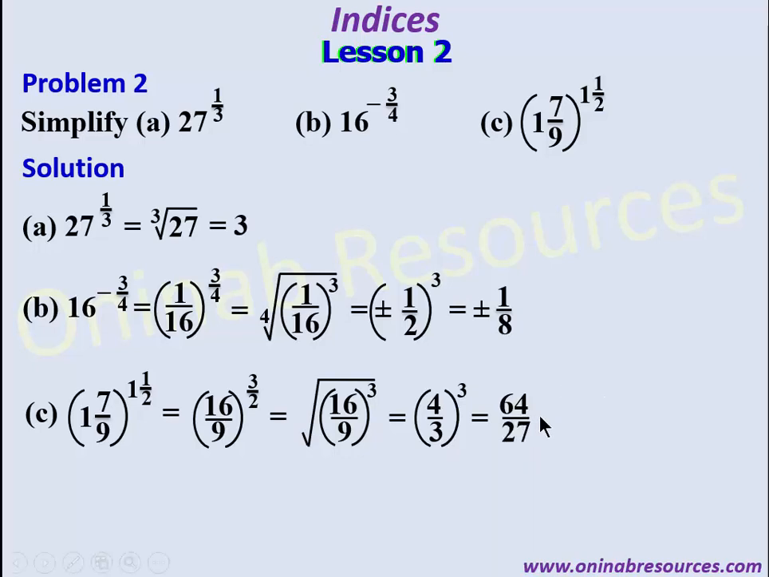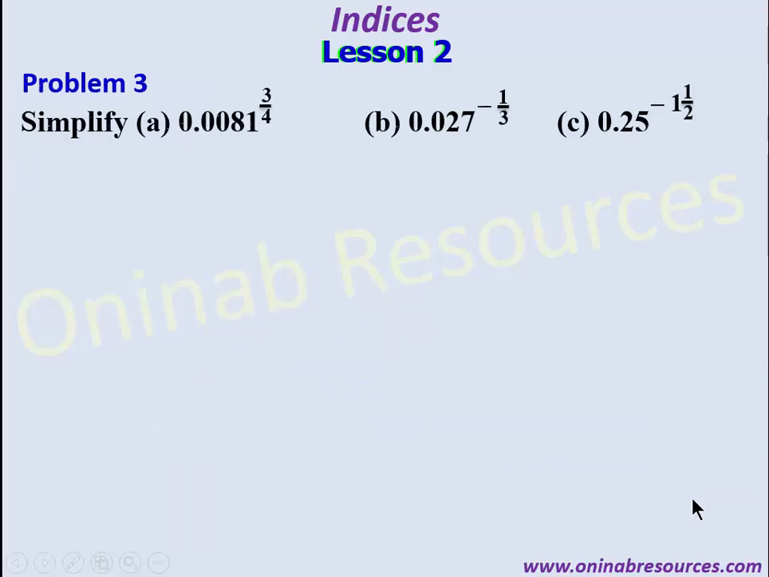So we are not leaving our result like this, depending on what is obtainable in your curriculum and the country you are watching from. You might leave it like this, or you change it to mixed fractions, and that will give us 2 whole number 10 over 27. And that is the end of solution to problem 2. Then we go to problem 3.